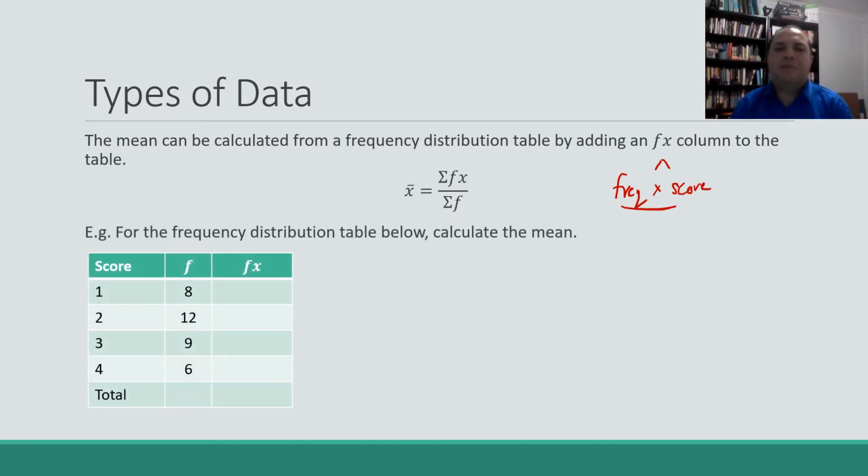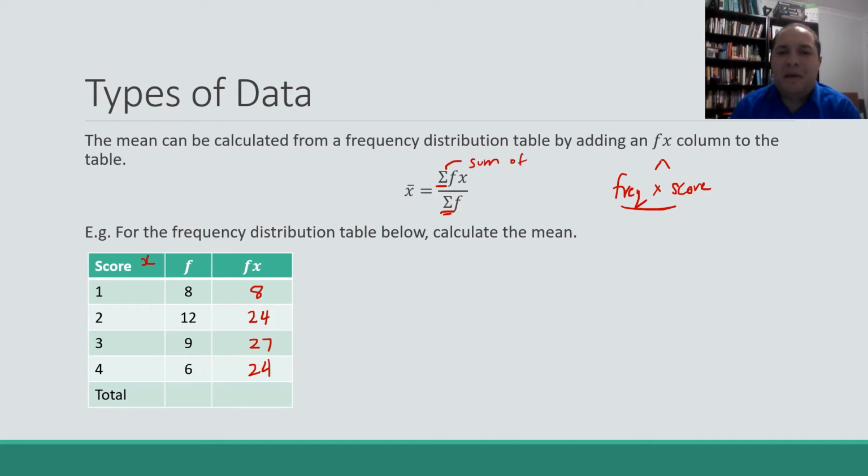Alright, so for the frequency distribution table, we want to calculate the mean. Now our fx column, we just take our score, so that's our x column, and then we times it by f. So 1 times 8 is 8, 2 times 12 is 24, 3 times 9 is 27, and then 4 times 6 is 24. Now in our formula here at the very top, we've got this sigma notation. It's the Greek letter S. That just means sum of.